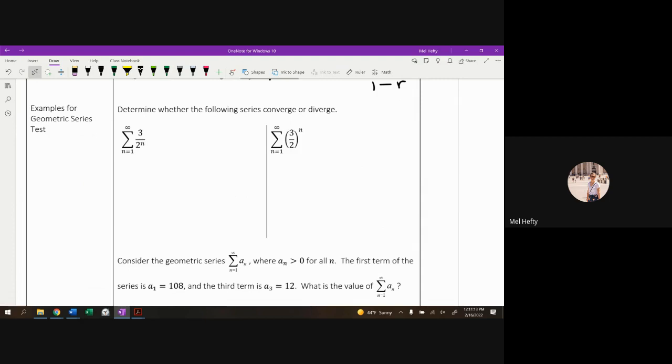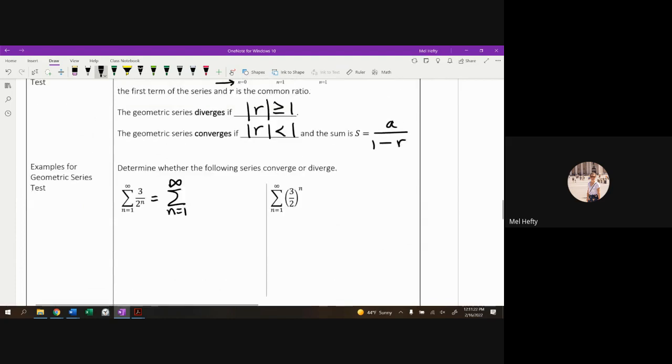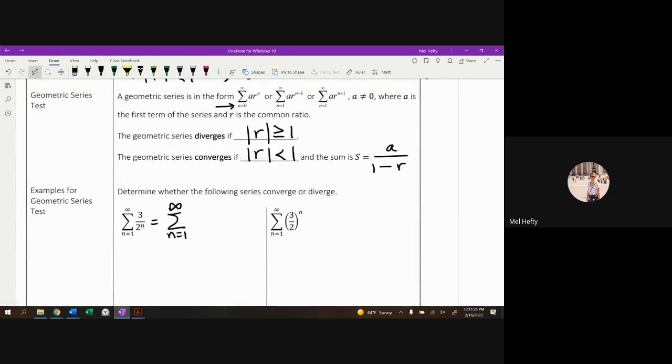So first things first. I'm going to rewrite this one to make it look a little bit more like a geometric series. When I say that, usually we have a number times our ratio in parentheses to our n power. How I'm going to do that, I'm going to pull this 3 out front.